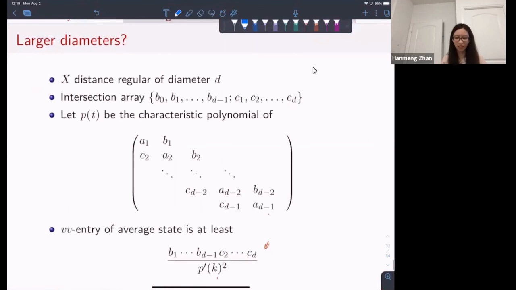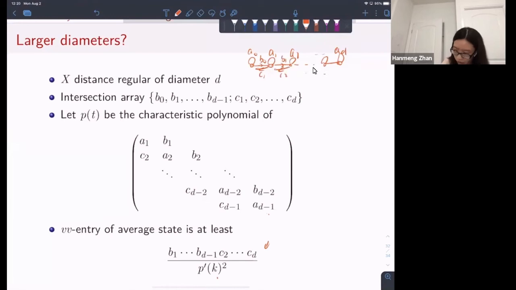I guess I'm almost running out of time, so I'll be quick. Now, the question is, what happens for larger diameters? Well, as before, this graph is DRG, so it quotients down to a path with D+1 vertices. And this is what the path looks like if you know the intersection array. There may be some loops at each vertex, and the weights are the a's. And the directed path will have edges with weights b0, this is the forward edge, and c1, b1, c2, and so on.